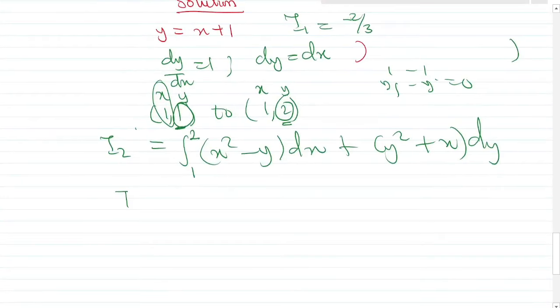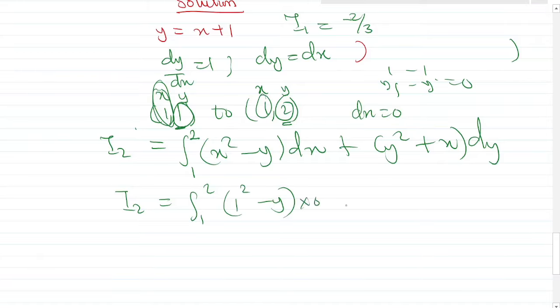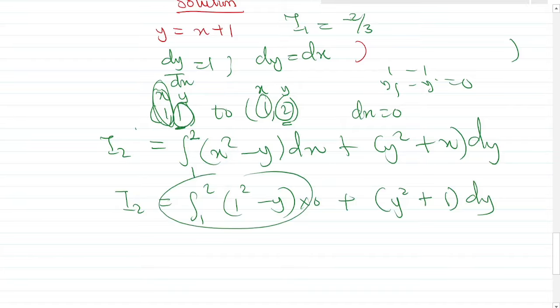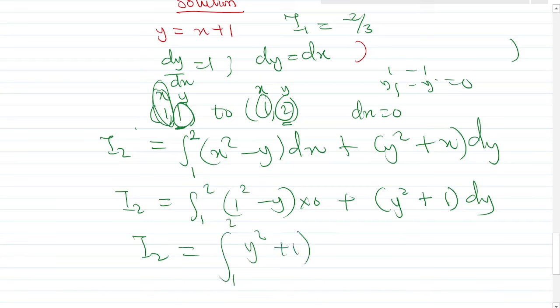Now it will be from 1 to 2. So dx is already 0, so you don't even need to put anything here because it will be 0. Because x is constant, the change in x equals 0, and x is 1. So it will be 1 squared minus y times 0 because dx is 0, then plus y squared plus x, which is 1, dy. So everything else has gone. Don't forget the integral covers these two functions. So we have the integral of y squared plus 1 dy from 1 to 2.